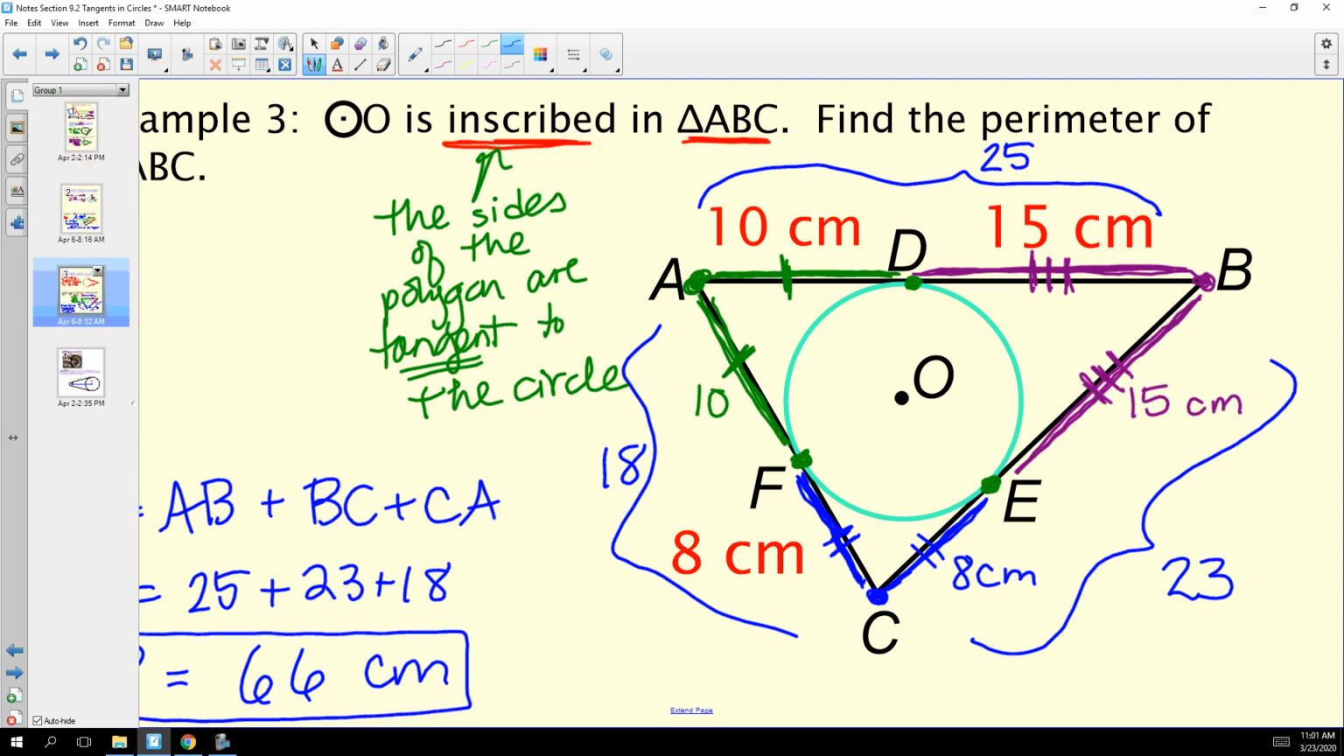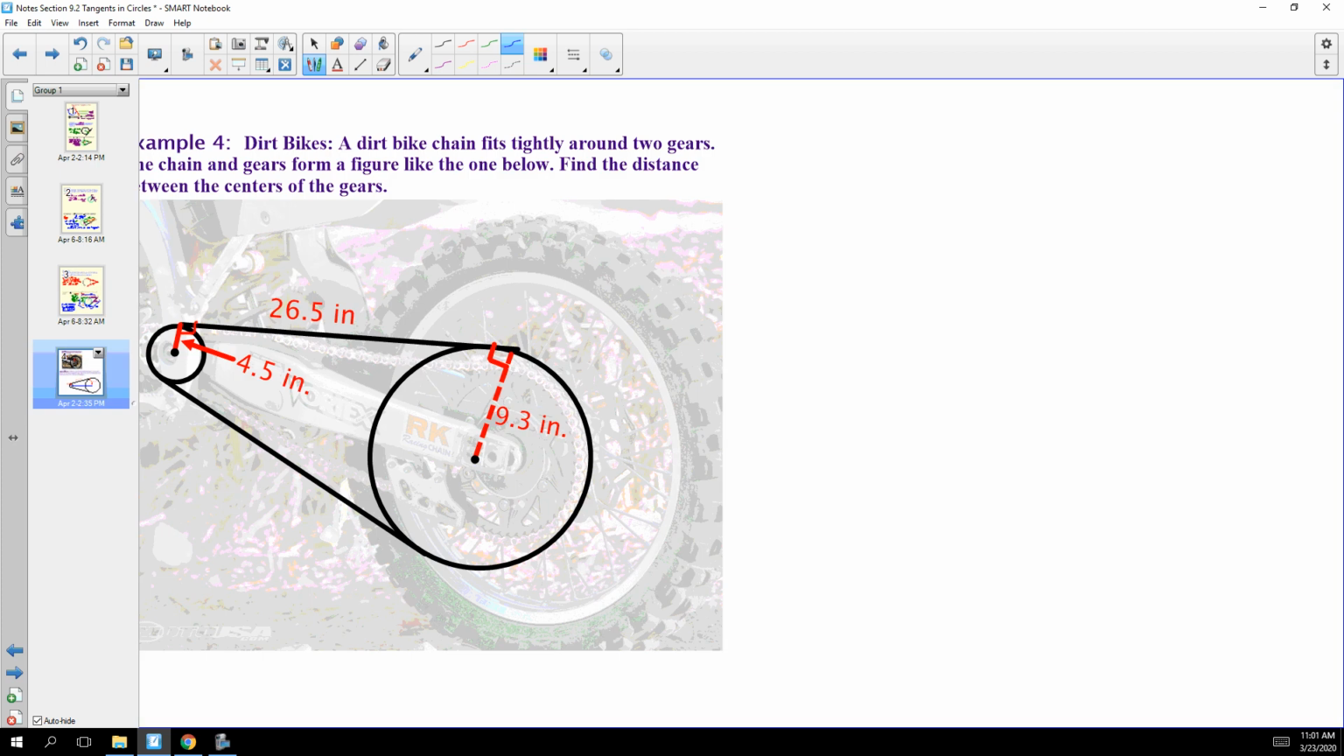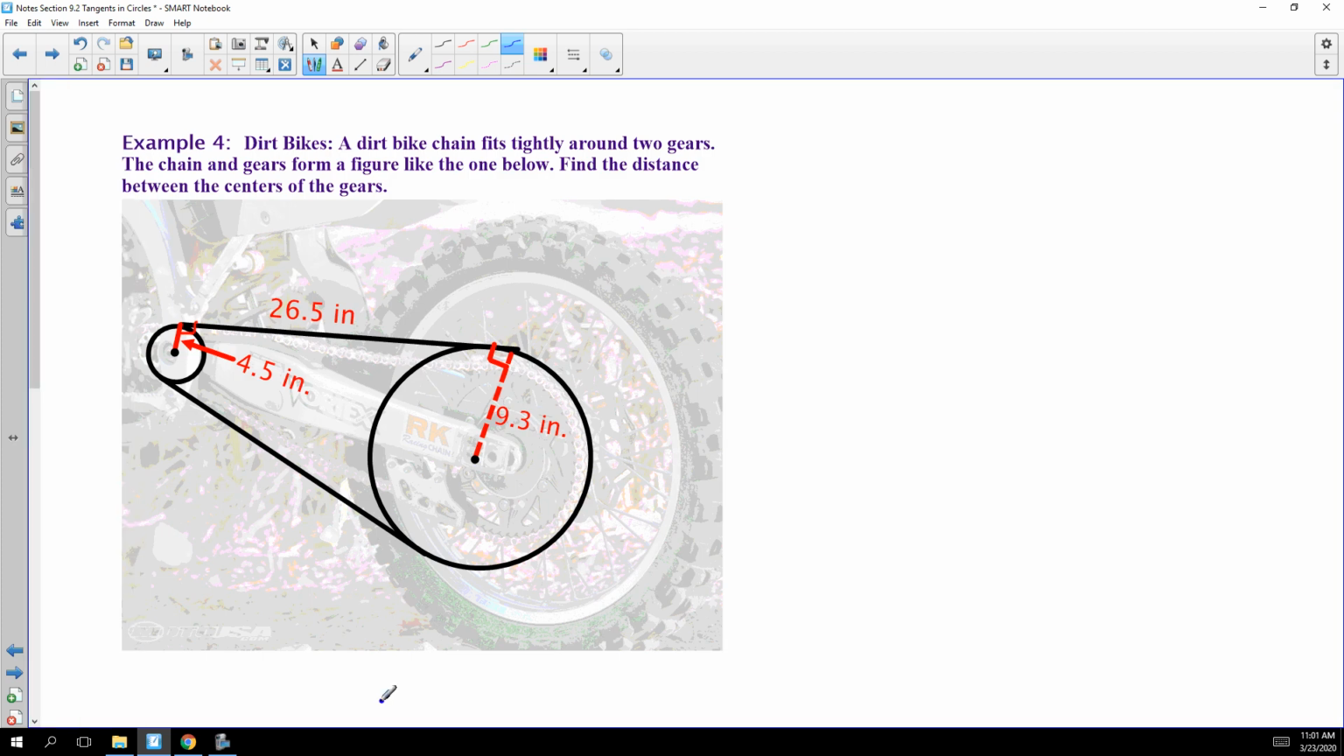And we're going to move on to the last page. The last page is a little bit funky. This is a really challenging problem. Let's suppose you have a dirt bike. I don't know how well you can see it, hopefully a little bit better on your computer, but you have a chain for the gears around the dirt bike, and the chain and gears form a figure like so.